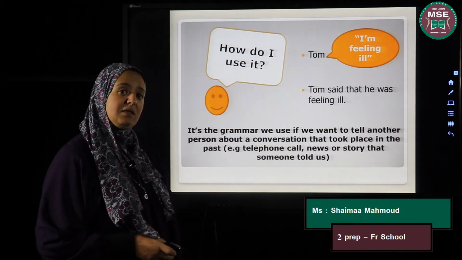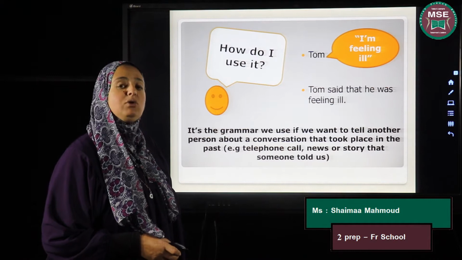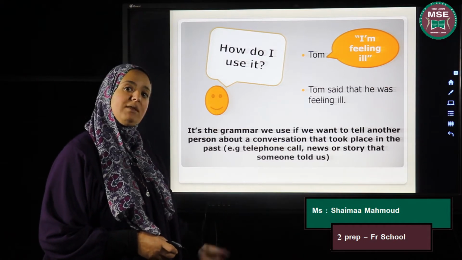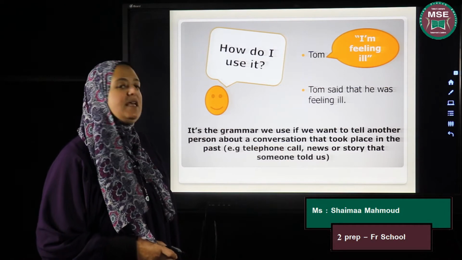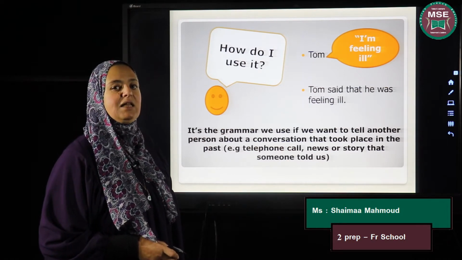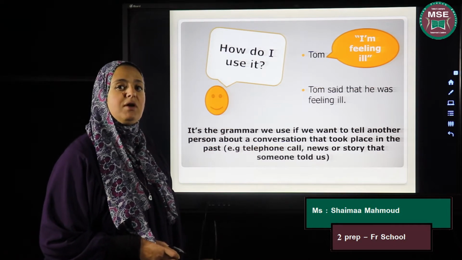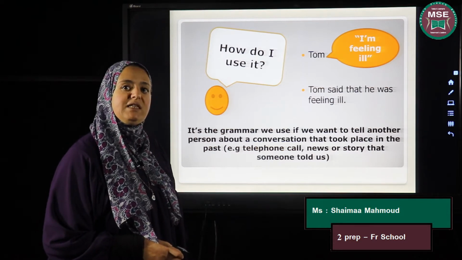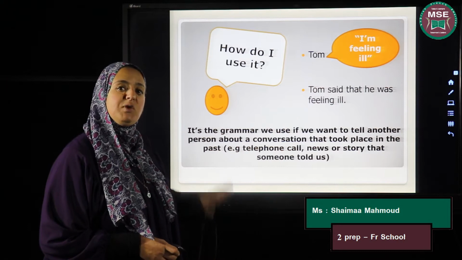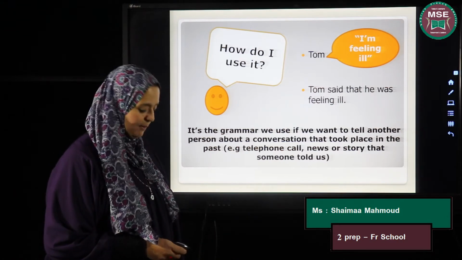So this is a sentence that Tom said in the past, and after this sentence, I want to tell someone about what Tom said. So Tom said that he was feeling ill. Look at the change in the tense. The direct sentence was in the present simple, but when I changed it into reported speech or indirect speech, I switched the tense. The present simple is converted into past simple.